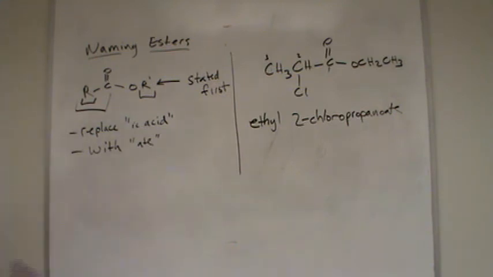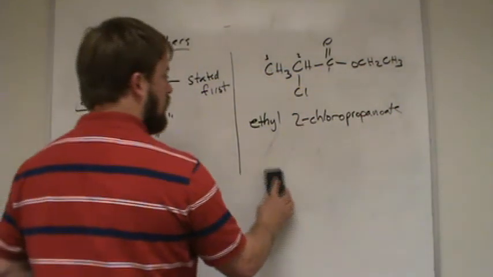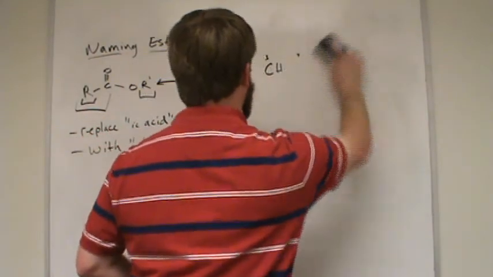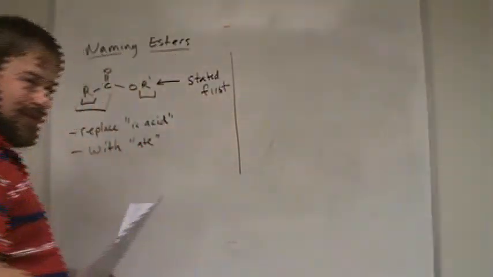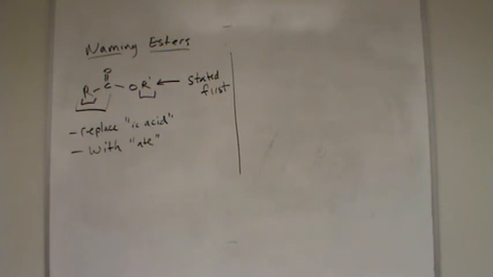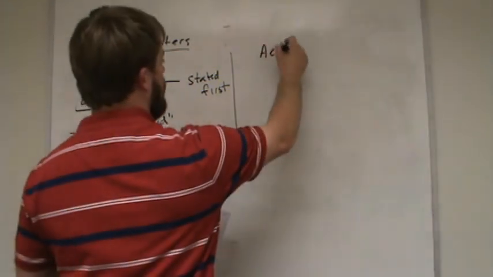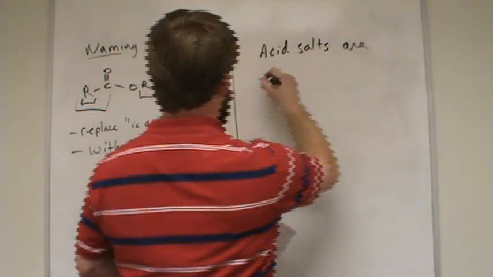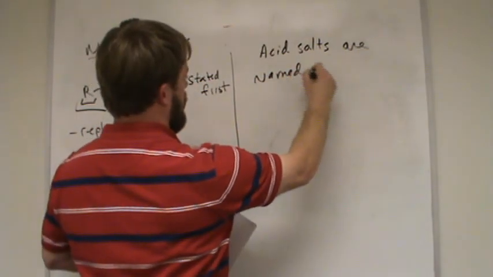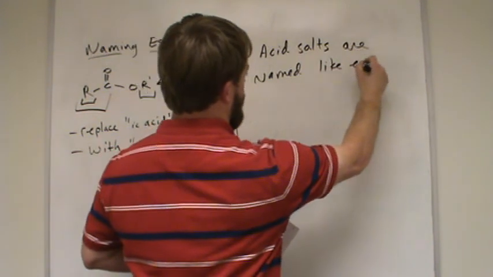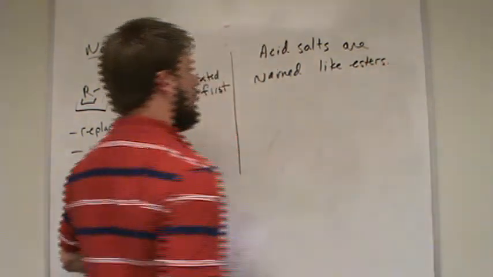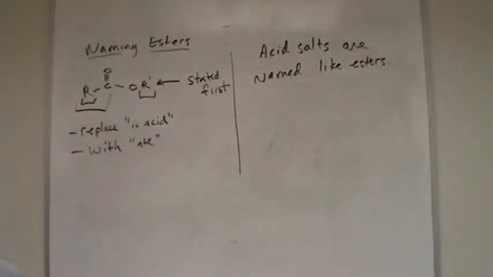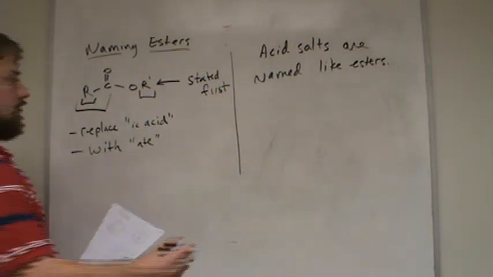All right, now we name carboxylic acid salts or carboxylates similarly. So let's say acid salts are named like esters. Okay. Acid salts are named like esters. Here's an example.